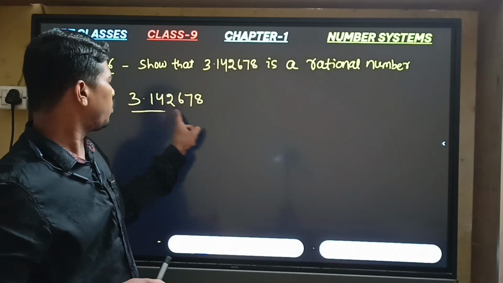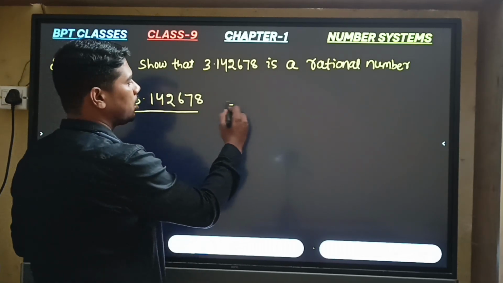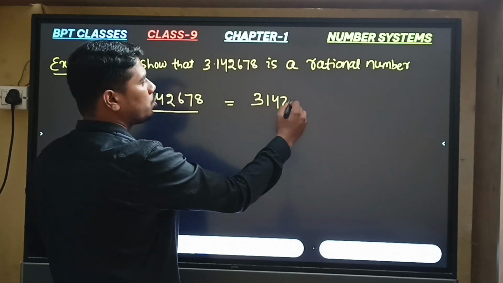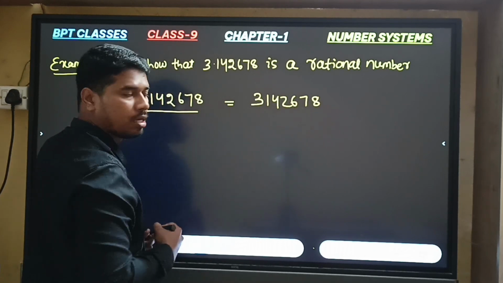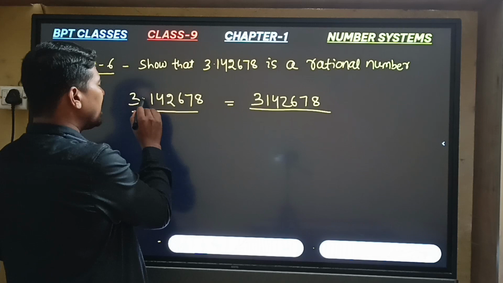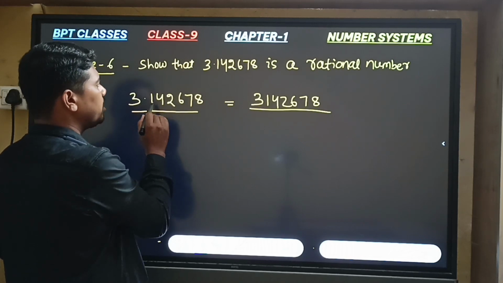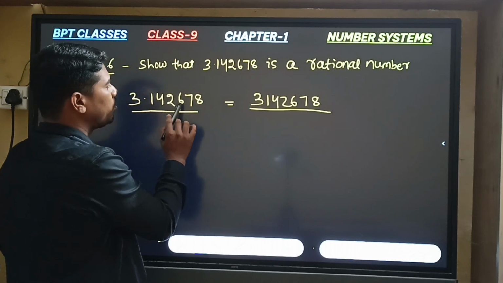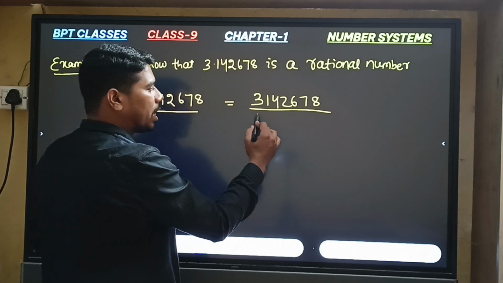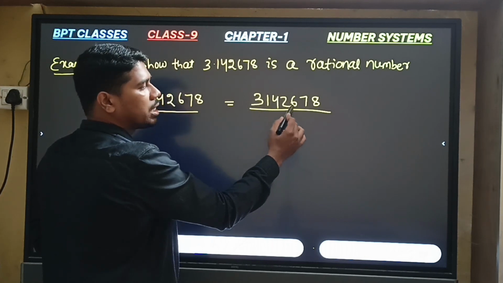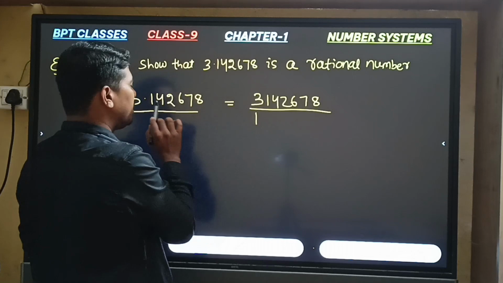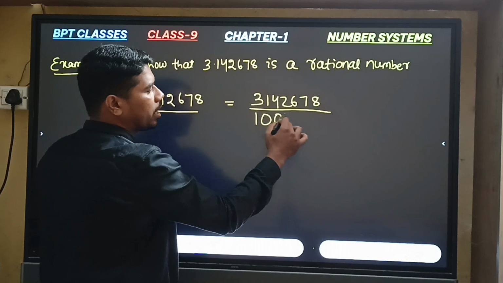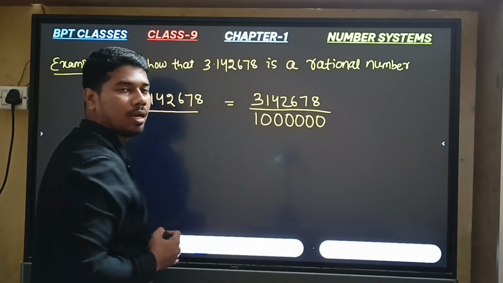So 3.142678 we can write in the form of 3.142678 divided by 1 followed by zeros. After the decimal point, what is there? 1, 4, 2, 6, 7, 8. How many numbers are there? 1, 2, 3, 4, 5, 6. So we can write 3142678 divided by 1 with 6 zeros, since 6 digits are there.